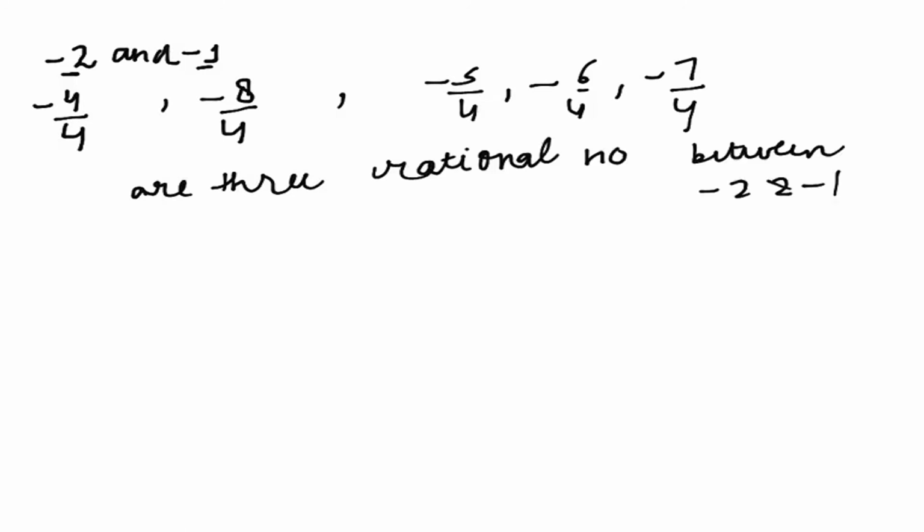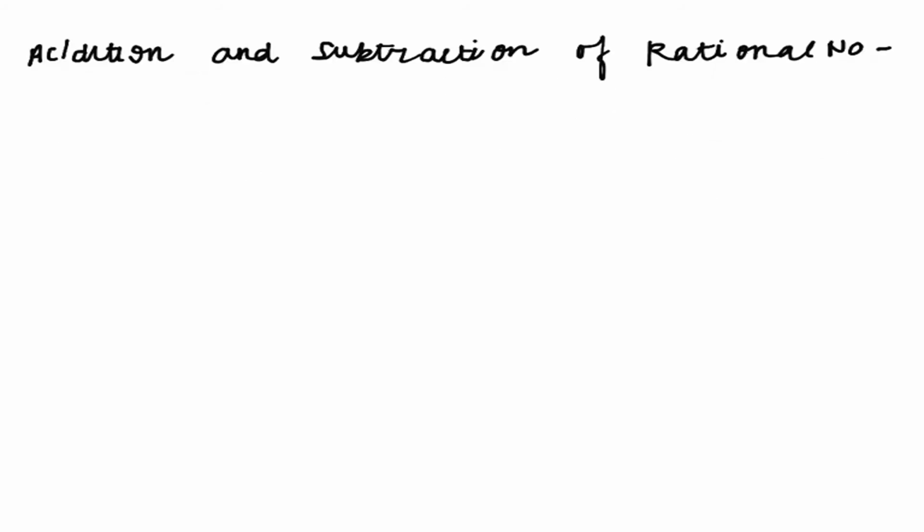There are many other possible ways to write this. We can multiply by 3, 5, 6, any number, and we can find any three rational numbers between these two numbers.